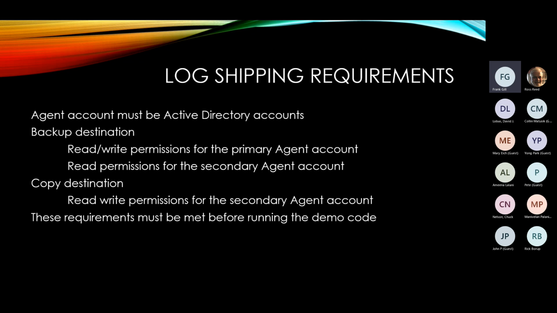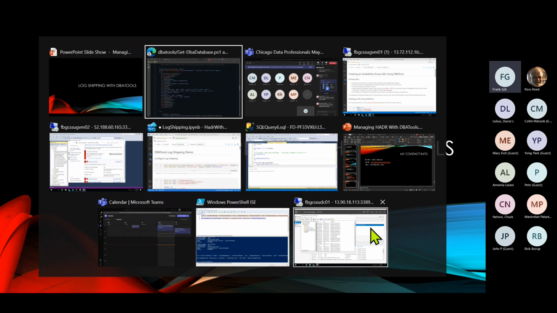So that is log shipping. The requirements are that the agent account must be an Active Directory account. For the backup destination, you need read-write permissions for the primary agent account and read permissions for the secondary. For the copy destination, the secondary needs read-write. And if you're going to run the demo code, and Ross, I can send you a link to my GitHub that contains all of the code I'm going to run. If you want to try this out yourself, you need to meet these requirements before running that demo code. And that'll take us into the demo.